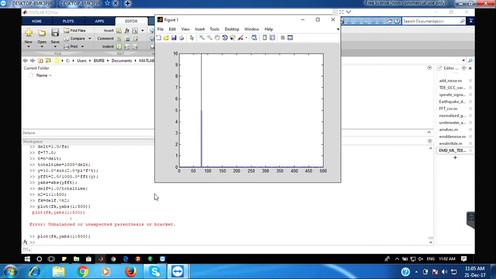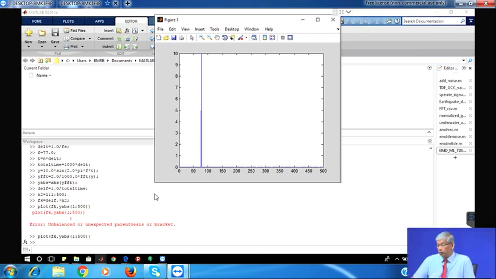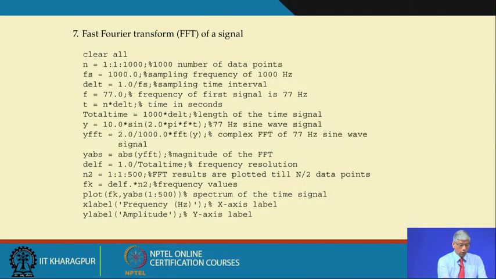Now, this is the frequency spectrum of the signal, in the frequency domain. I had sampled at 1000 hertz, so this is till 500 hertz, and the peak magnitude is 10, and this is close to 77. Okay. So, let me explain how we did the FFT and what the time blocks are.